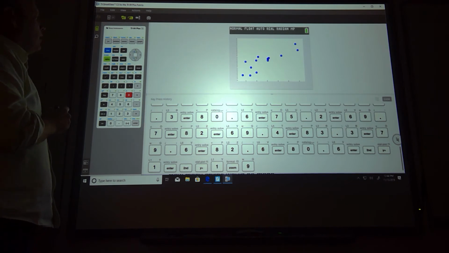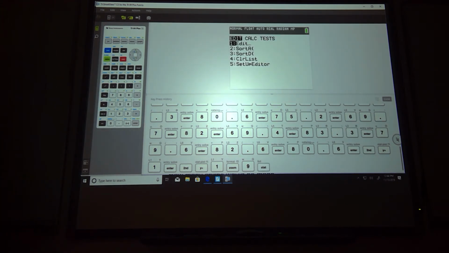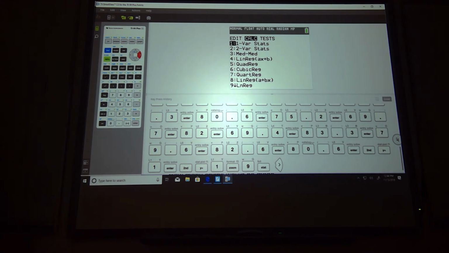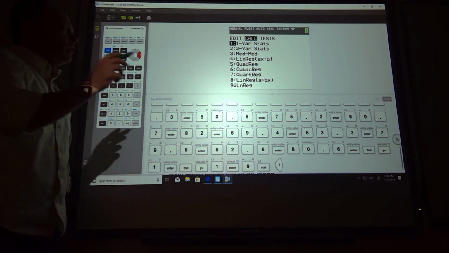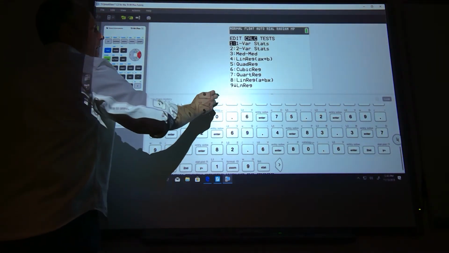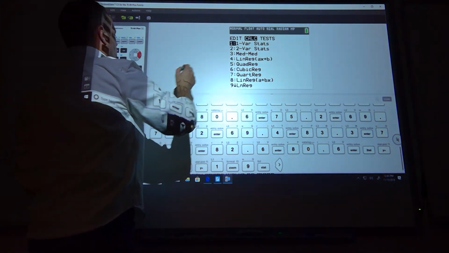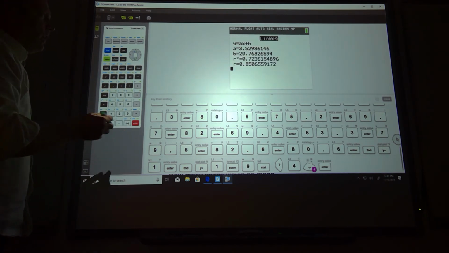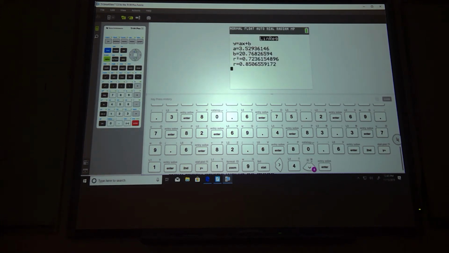So let's remember how to do that. It was under stat. Where do I go after stat? Calc. Calc, thank you. So you moved over, and then what? I want to find linear regression. I'm going to do number 4. Yes, there is number 8 as well, but we choose number 4. And then we go down to calculate. And so it gives us this linear regression model.